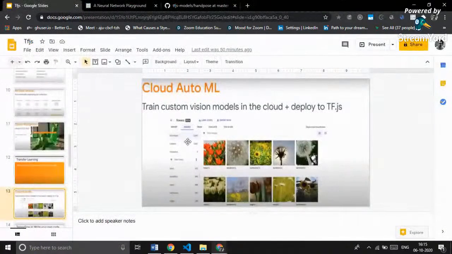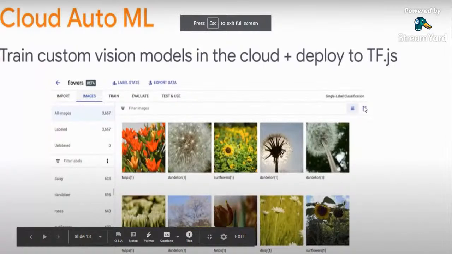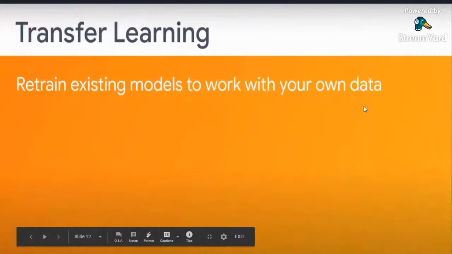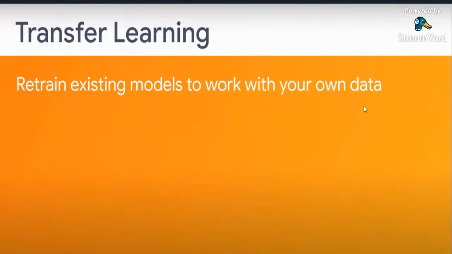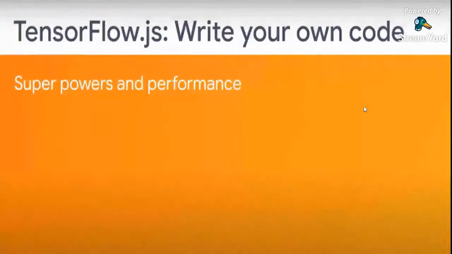So far we have covered two different types of models. One is the already pre-existing models that you can directly import and start using. The second is transfer learning, where you use existing models and train them to better understand your own custom data set or your own custom application. And the third, the biggest one, is for enthusiasts who want to write their own code. Using TensorFlow.js, you have the ability to write your own custom machine learning models in JavaScript.